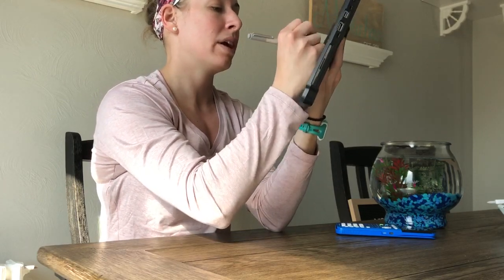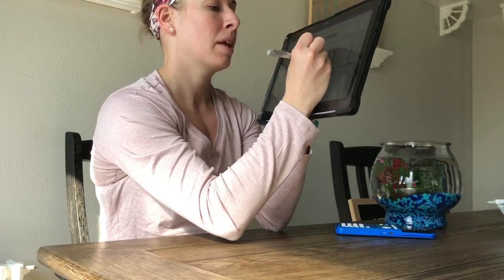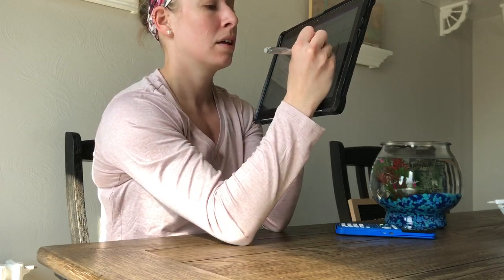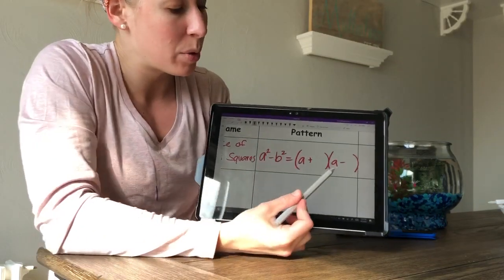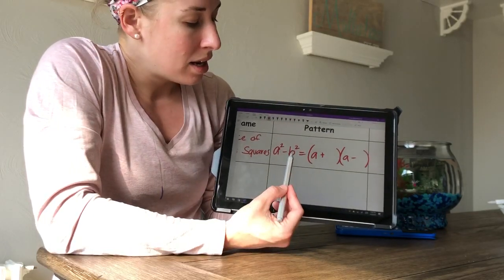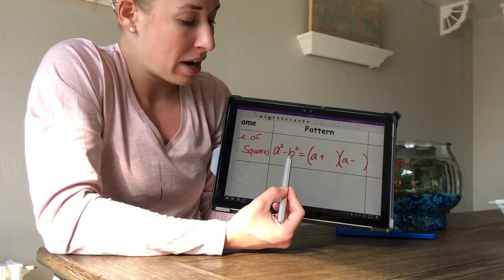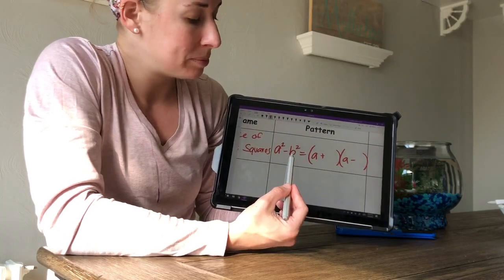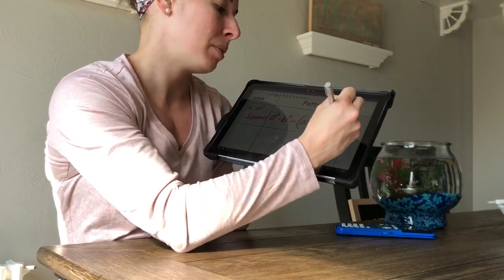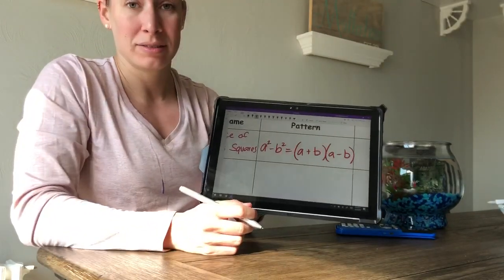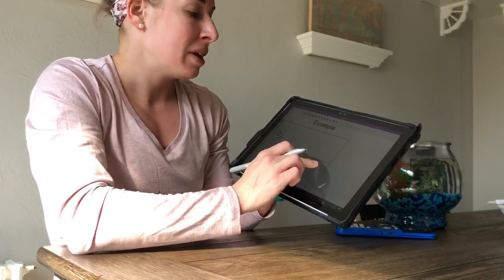Okay, so you get a, and that goes in the first spot of both of the bubbles, and then the square root of b squared. So you take the square root of the last term, and the square root of b squared would be b, and you're done. Okay.